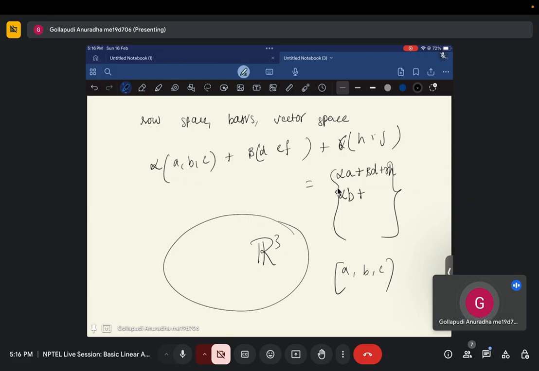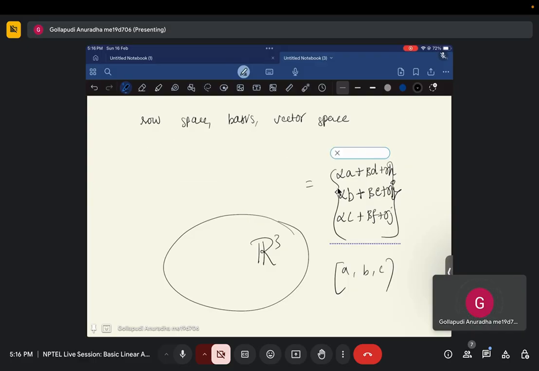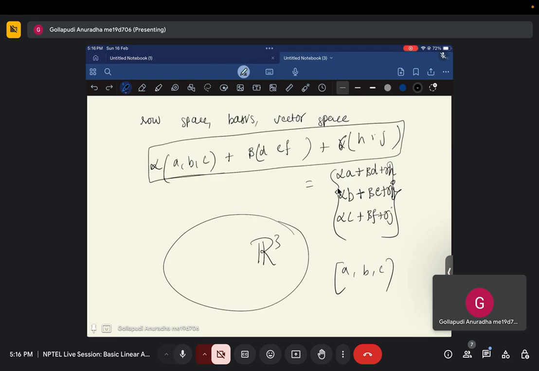you will have this combination. I'm not completing it, I hope you will understand this. I'll complete this better. The vector space which is spanned by these vectors will be in this form.